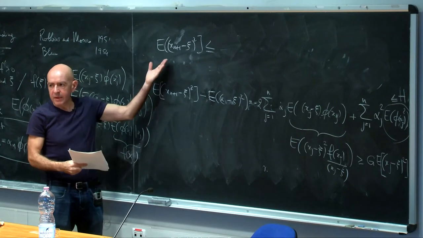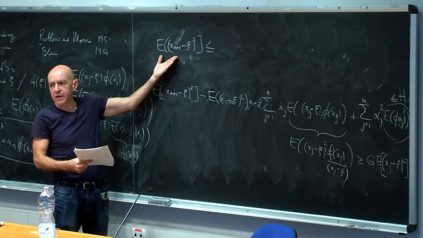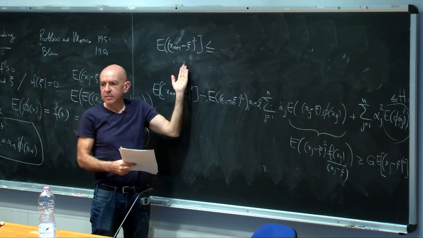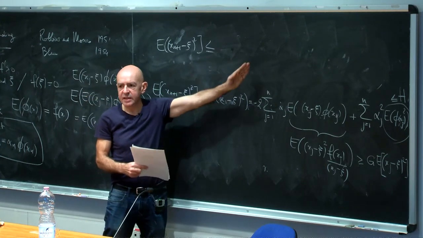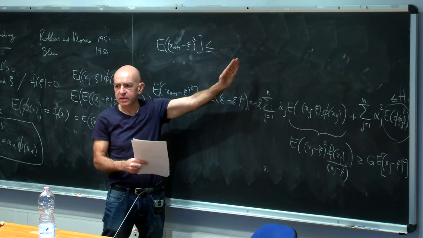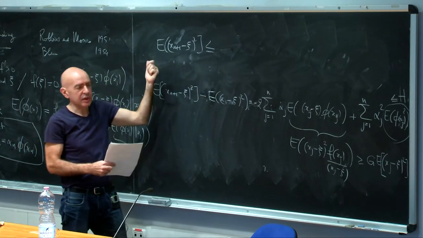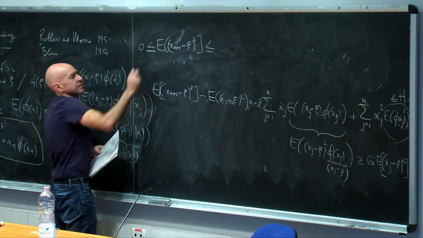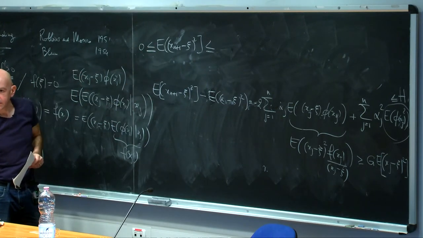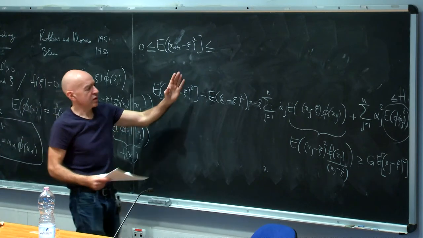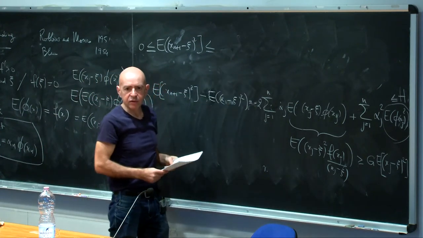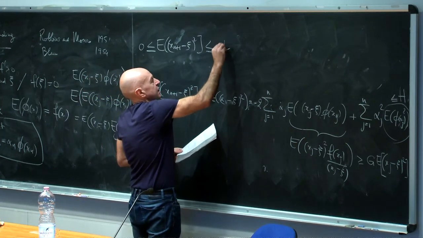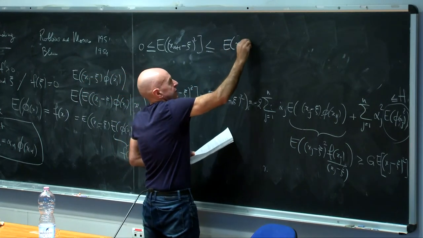So why am I doing this? That should be pretty clear from here. I want to find an upper bound to this quantity. Because if I'm able to show that what is on the right-hand side goes to 0, then I will be able to show that this goes to 0, because this is positive by definition, right? And so what I've been doing here is trying to construct a reasonable upper bound to that quantity on the right. And what is it? It's just this object.